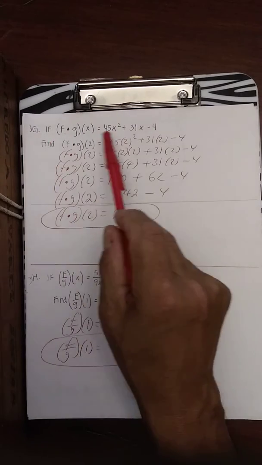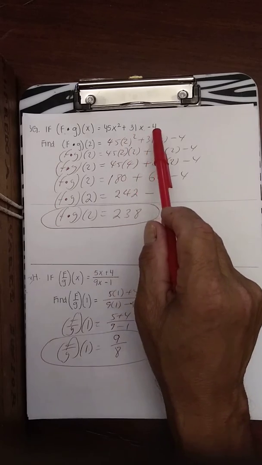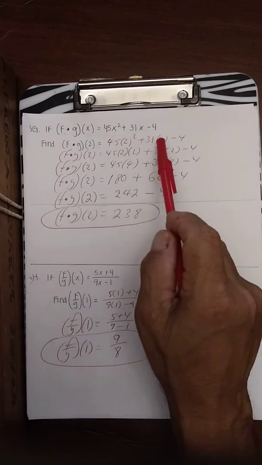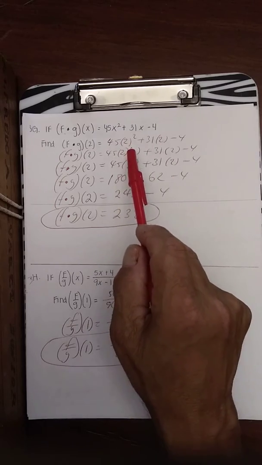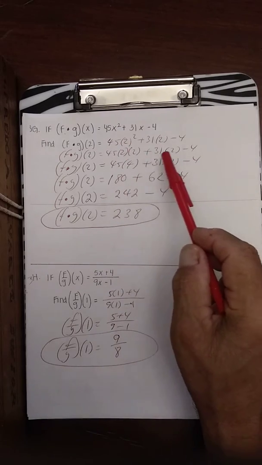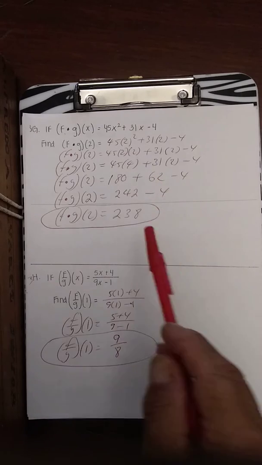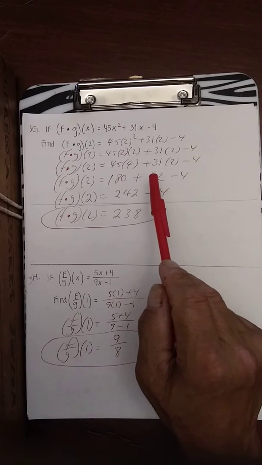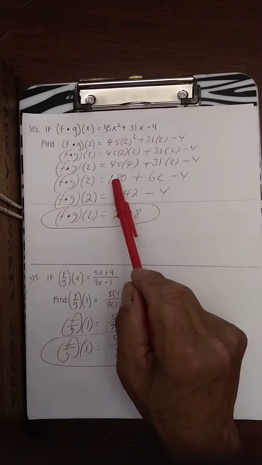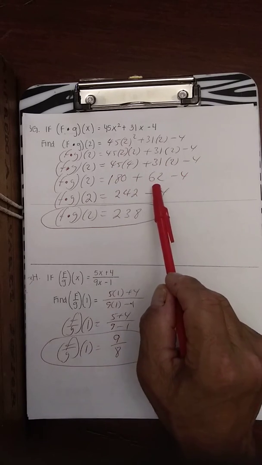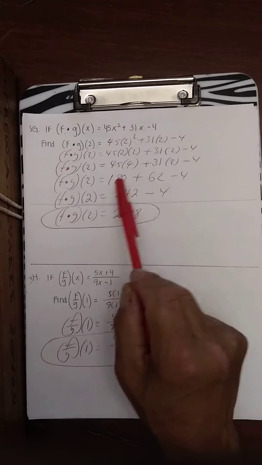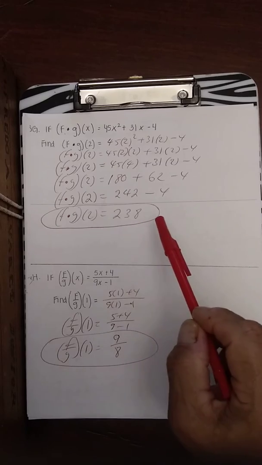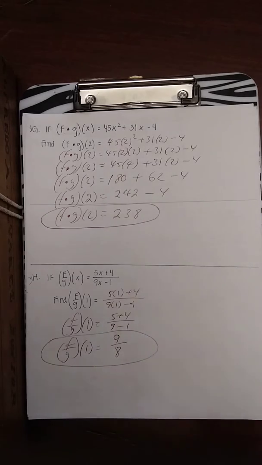f times g of x was 45x squared plus 31x minus 4. f times g of 2: put 2 there for the x. 2 squared means 2 times 2, and 31 times 2. So we have 4 times 45, 2 times 31, and then minus 4 down here. So 180 plus 62 minus 4. These two together is 242, minus 4 is 238. Okay, that one's okay.